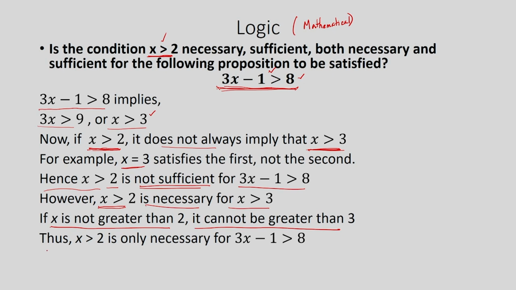Therefore, we conclude the following, that x is strictly greater than 2 is necessary for 3x minus 1 is strictly greater than 8. But remember what I have written here, only necessary, which means it is not sufficient and it is not both necessary and sufficient. It is only necessary. All right. So, this is the way this sort of problems can be tackled in logic.